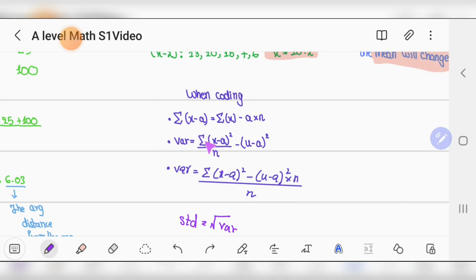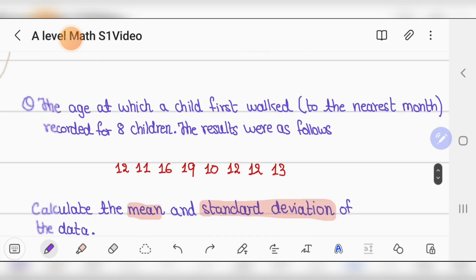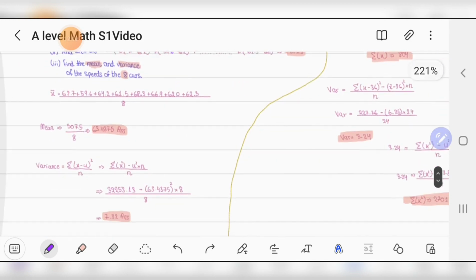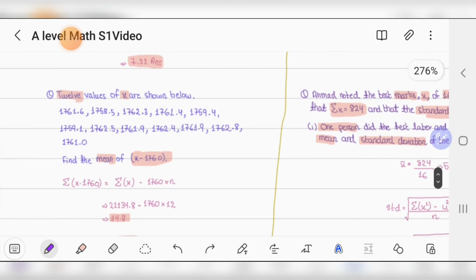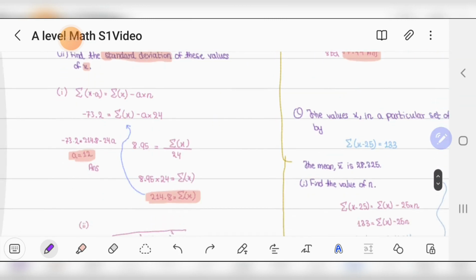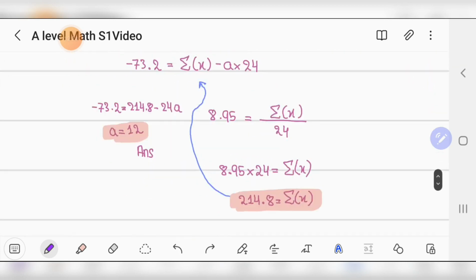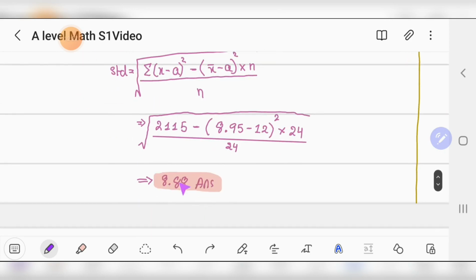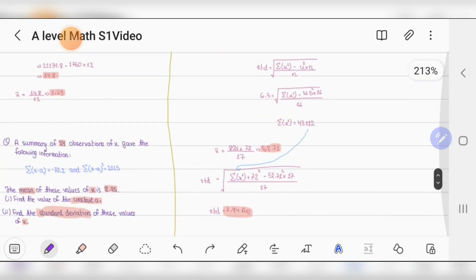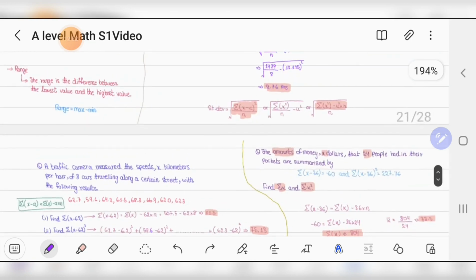Okay, so we need to know this, and then divide by the total number, minus u minus a. So a will be here, it will be subtracted from the mean, and then squared. Okay, so this is the formula. So we're going to use it right here. There you go. You need to know a, mean minus a, which is 12. A is 12, you already know this, and then multiply by 24.94, and you get the standard deviation. Well done.